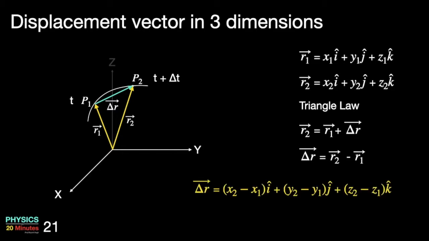If you substitute the values from above, then vector delta r is equal to (x2 minus x1) i cap plus (y2 minus y1) j cap plus (z2 minus z1) k cap.